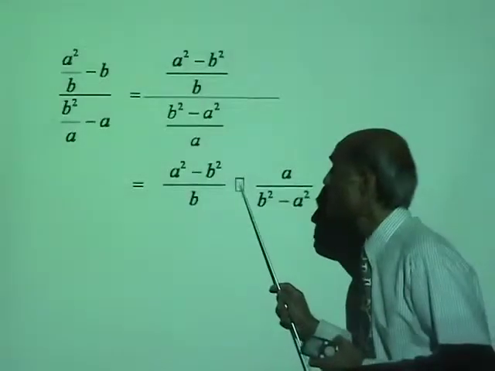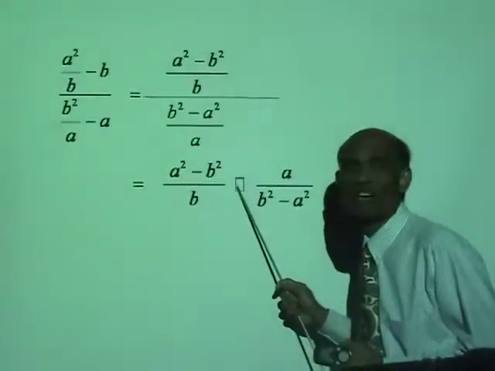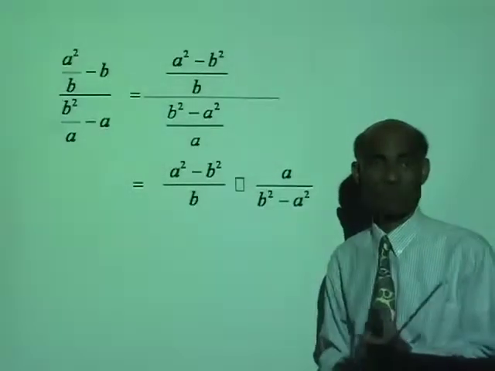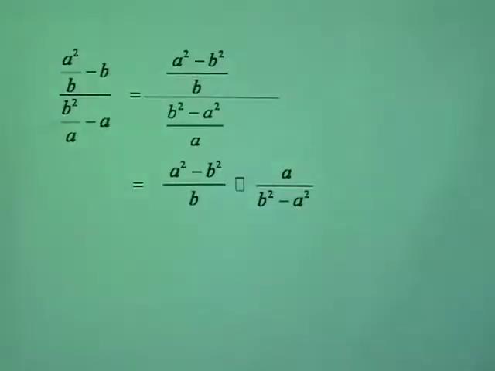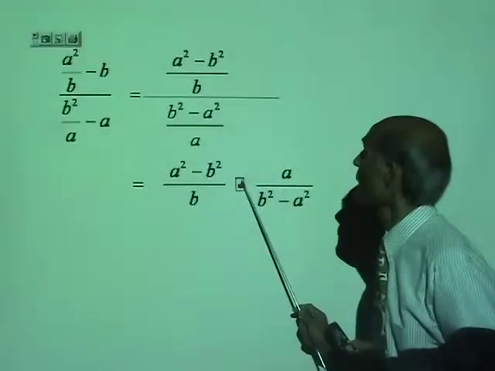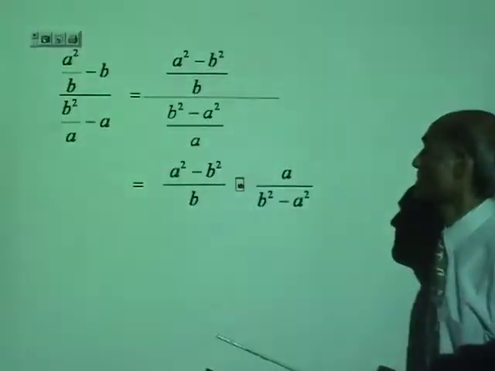This must be a multiplication sign. I don't know why my computer gave me that sign. Sometimes it acts very weird, right? Okay, that is supposed to be a multiplication sign. So, multiplied by the numerator multiplied by the reciprocal of the denominator.